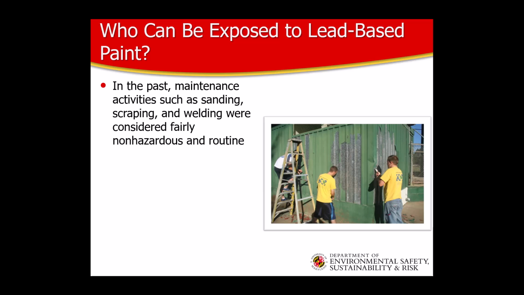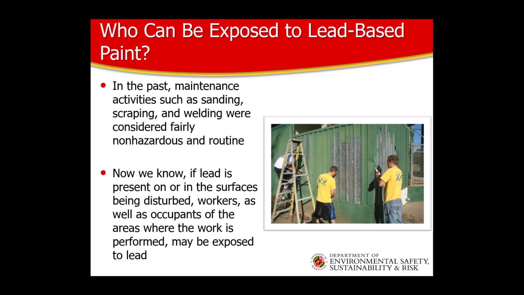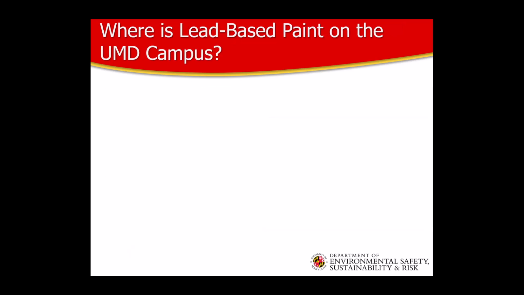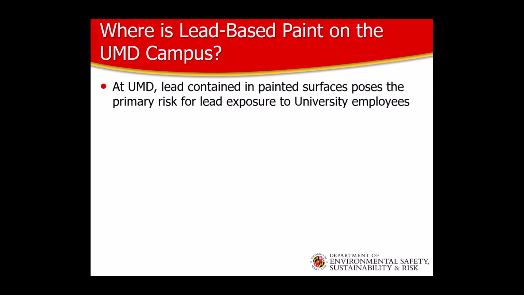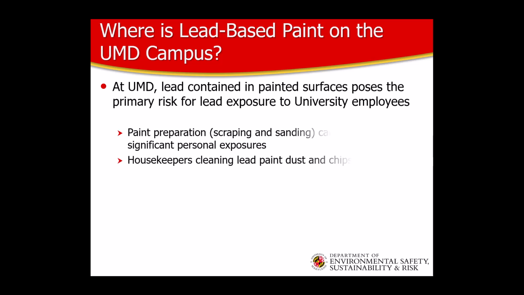Many maintenance activities, such as sanding, scraping, and welding, were previously considered non-hazardous and routine. Now we know if lead is present on or in the surfaces being disturbed, workers and occupants of the area where the work is being performed may be exposed to lead. Because lead-based paint is the primary risk for lead exposure to UMD employees, it is important to know where it can be found on campus.